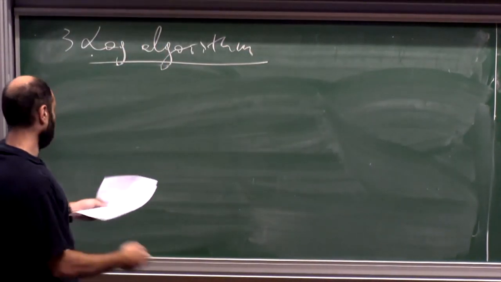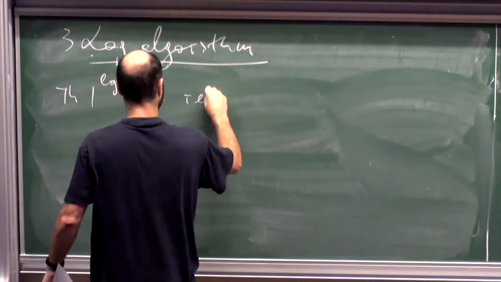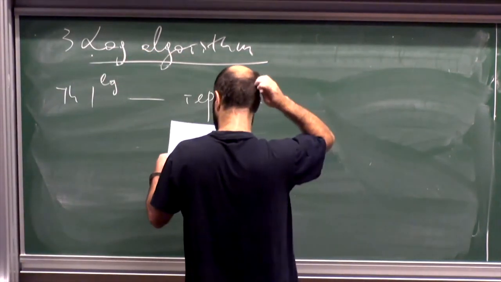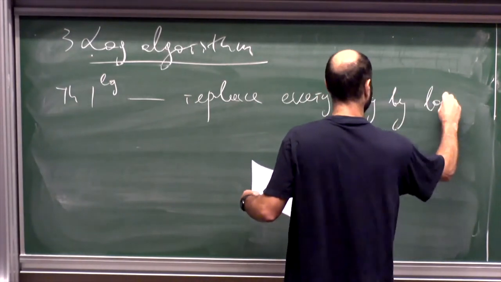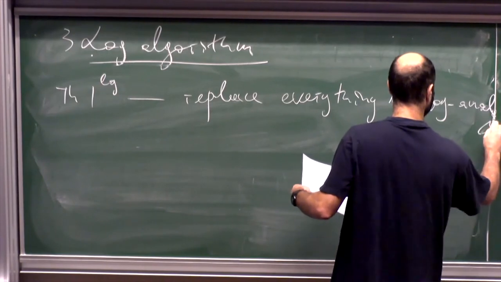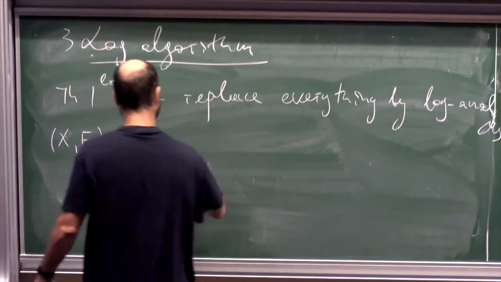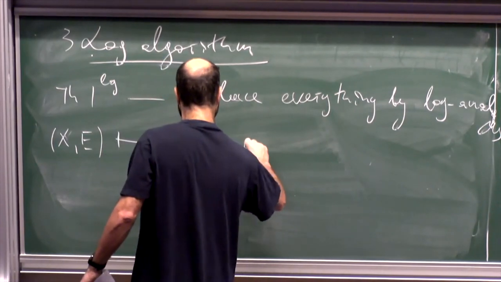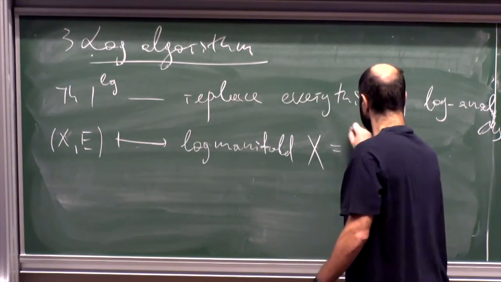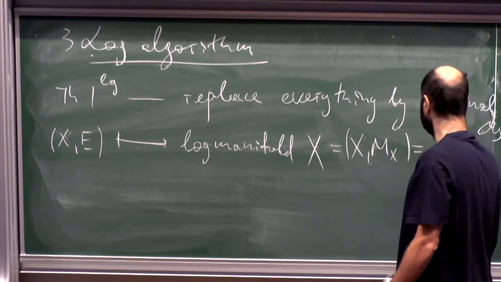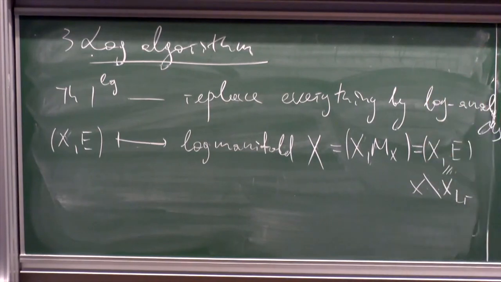Okay, so the main idea of Theorem 1 log is to just replace everything by log versions. For example, instead of X, E, just consider any log manifold X, which I'll sometimes write as X with M_X, just a log smooth variety. Or sometimes we can represent it as X, E, but this time E is just X minus the triviality locus of the log structure.